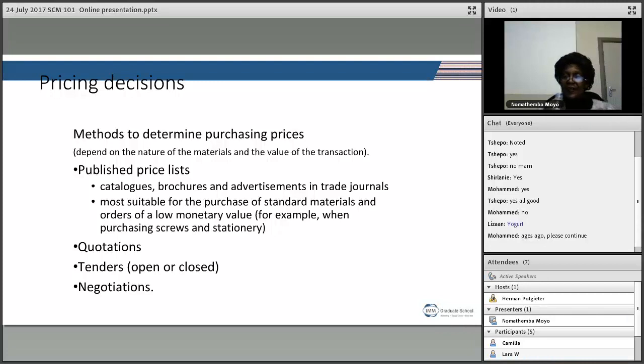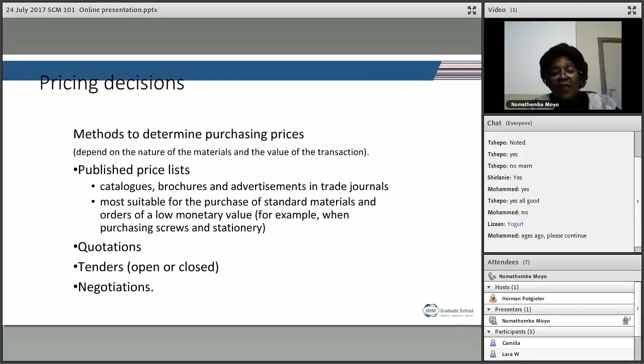Then pricing decisions. Methods to determine purchasing prices will depend on the nature of materials and the value of the transaction. There are some that will be published, like catalogs, brochures, advertisements, and trade journals.